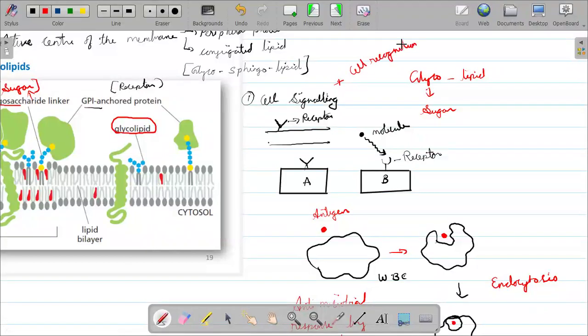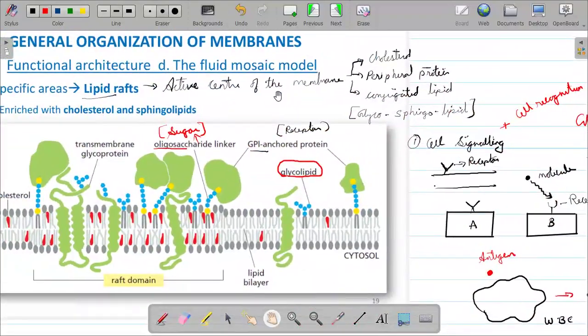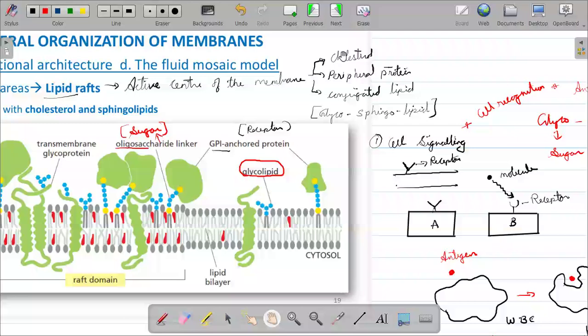I have a doubt, sir. You explained the attachment of a biomolecule to the glycerol part with the help of a sugar. That area is called the lipid raft, sir. Yes, the entire thing, and all our functions are coordinated. What is a lipid raft? It is an active center of a membrane, which is made up of cholesterol, proteins, and complex lipids.